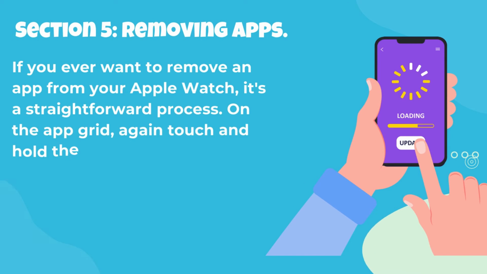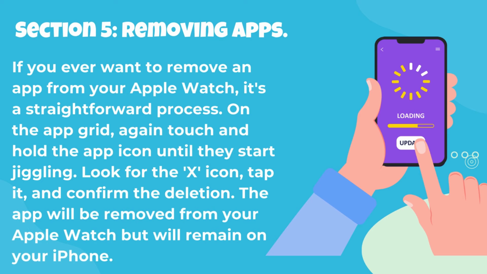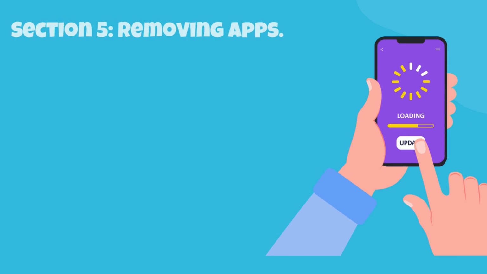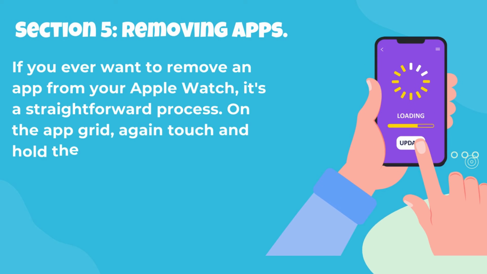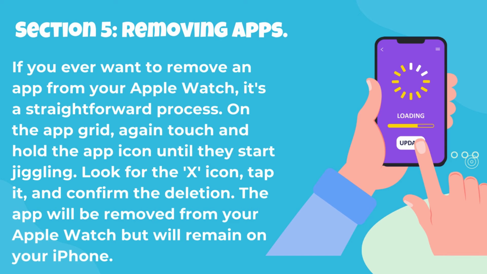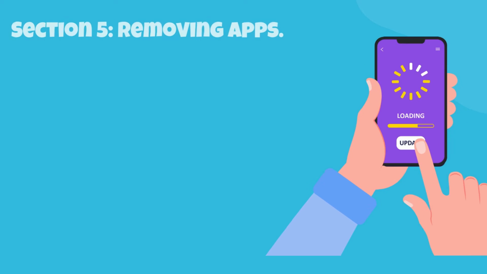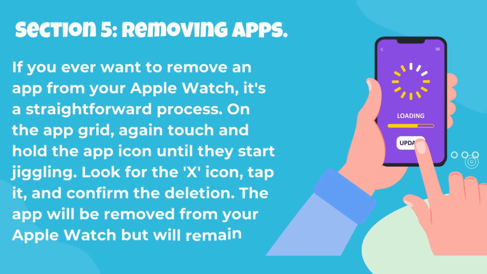Section 5. Removing apps. If you ever want to remove an app from your Apple Watch, it's a straightforward process. On the app grid, again touch and hold the app icon until they start jiggling. Look for the X icon, tap it, and confirm the deletion. The app will be removed from your Apple Watch but will remain on your iPhone.